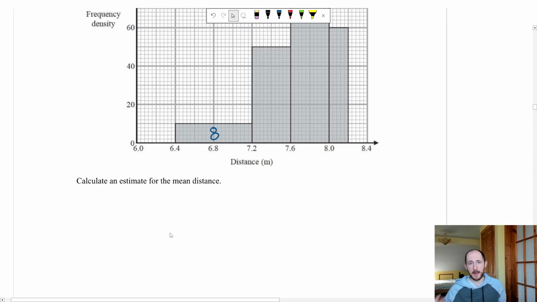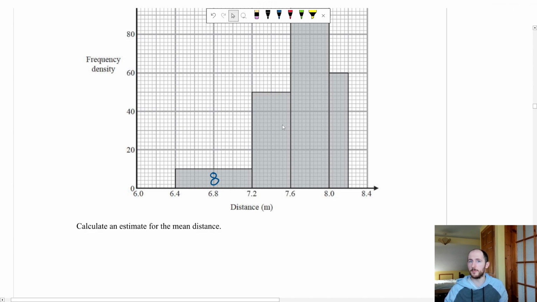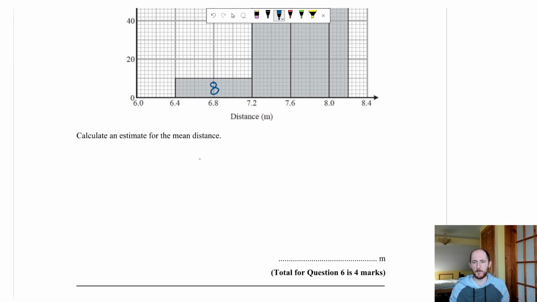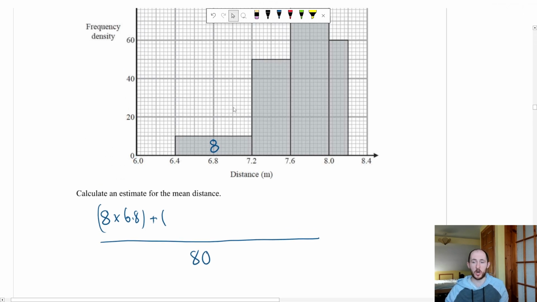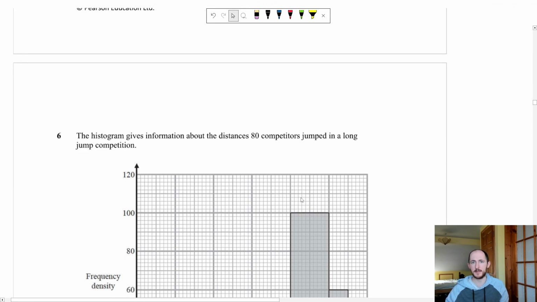And then, if you remember how you work out the mean from grouped data, because remember, histograms are grouped data, you take the number inside the class and you times it by the midpoint. Well, the midpoint I can clearly see is 6.8. And then what you do is you add that all up for every single class and divide it by the total number that you have, which in this case is 80 because it's told me that we have 80 competitors.